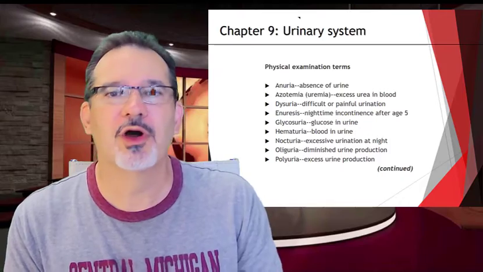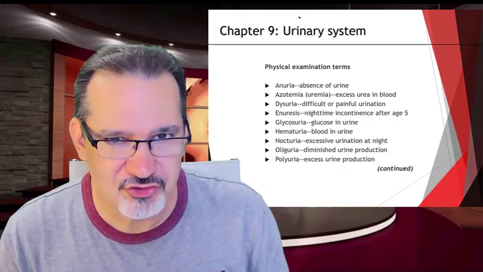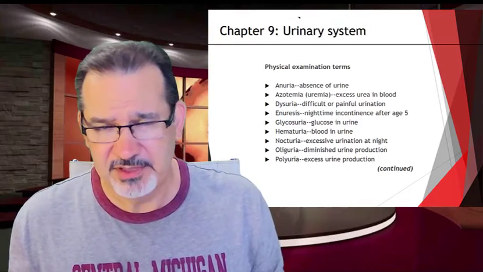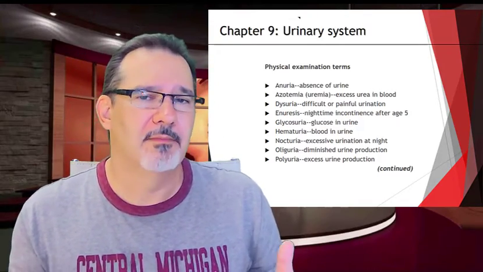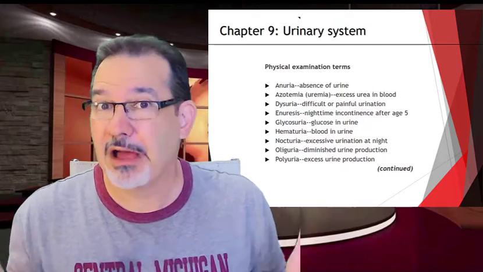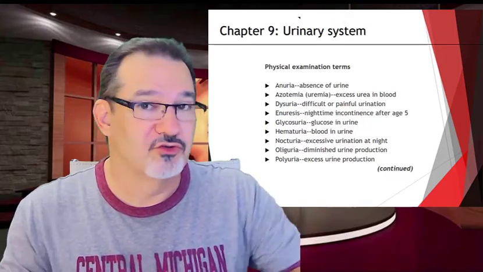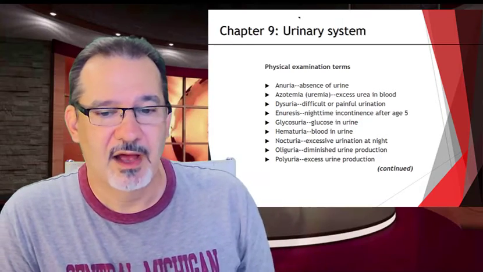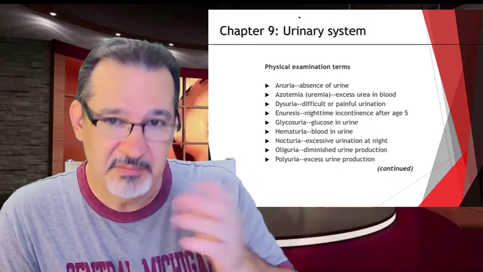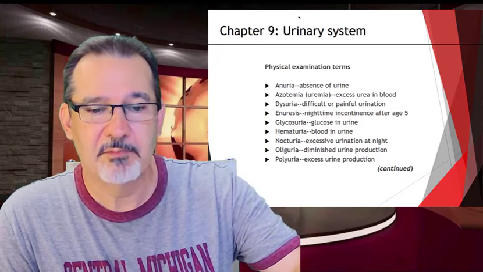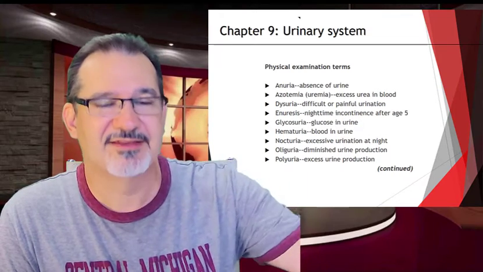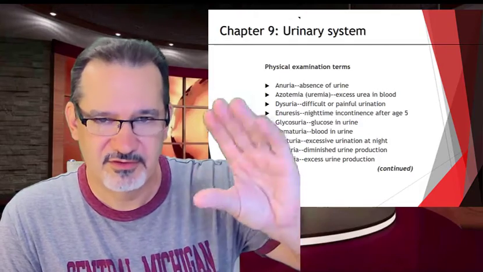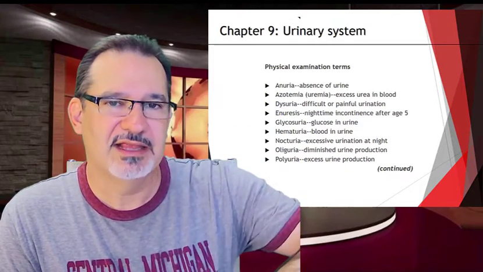Nocturia is another good one. It's excessive nighttime urination. Again, go back to men. That could possibly be from urinary retention because of a swollen prostate, or just simply not emptying our bladder before we go to bed. Oliguria is diminished urine output, and polyuria is an excess of urine output. So olig- means diminished or decreased, and poly- means many.